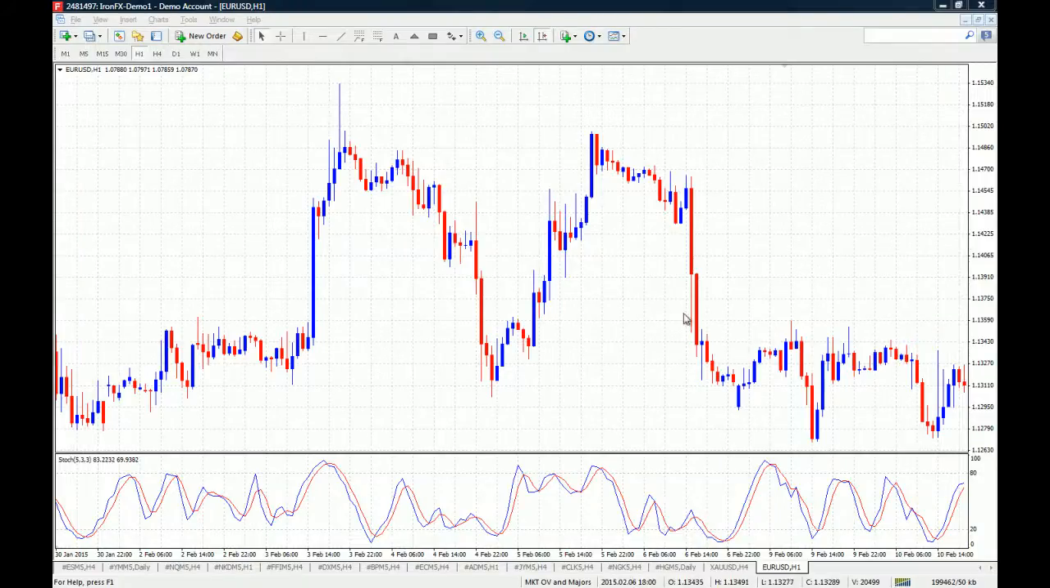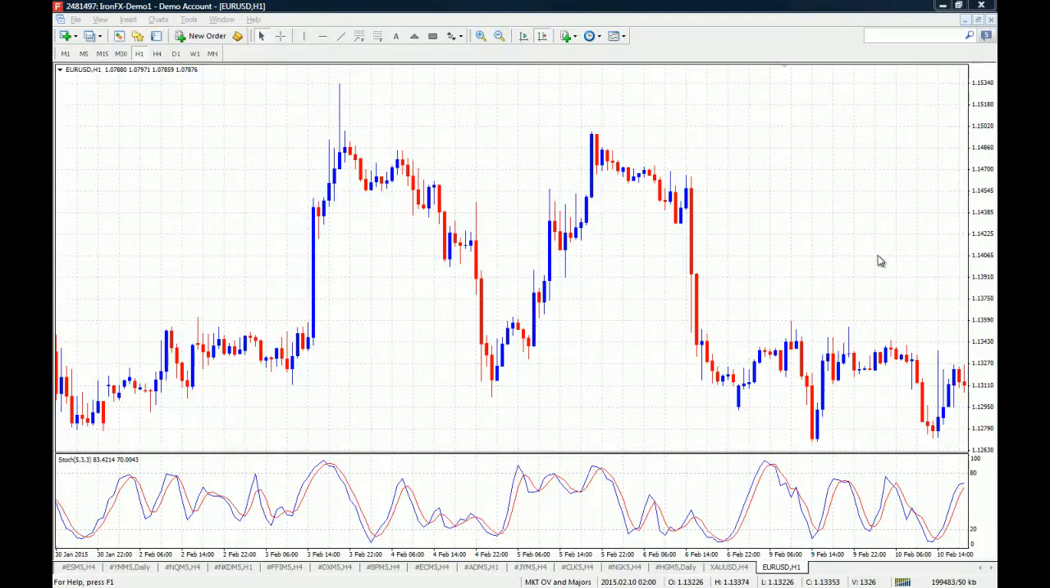Now here's the oscillator, and this is how the stochastic looks. You can see that we have two moving averages in it, the blue one, which is the %K, and the red one, which is the %D. The %K is the slowest moving average, in this case set at 5 periods, and the %D is the fastest moving average, which is set at 3 periods.